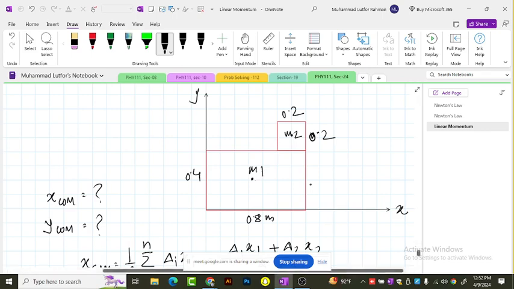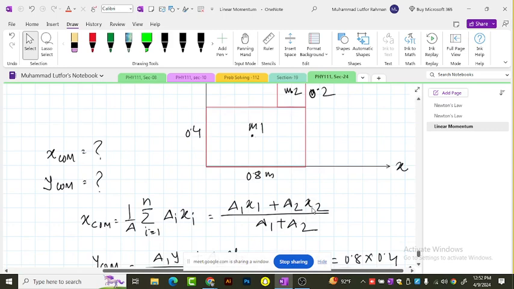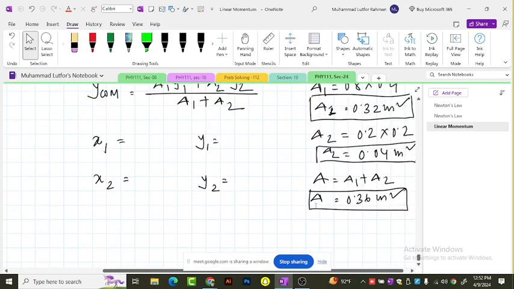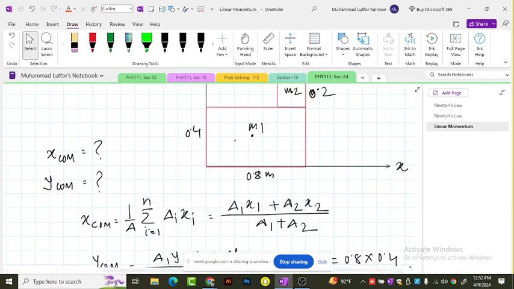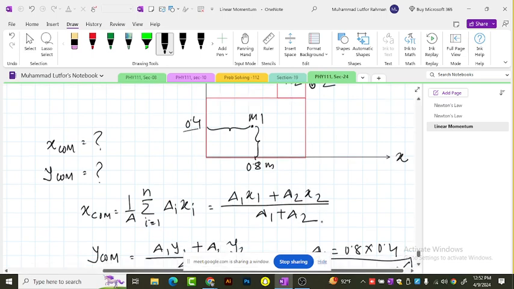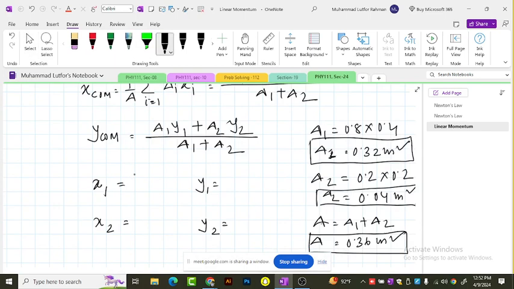Now I have to find out this x1, y1 and x2, y2. So x1 should be that distance, which you can see in the figure from here to here, which is half of that 0.4, and y1 should be this one, which is half of this 0.4, which will be 0.2. That means I can write x1 as 0.4 and y1 as 0.2, and x2 would be 0.7 and y2 would be 0.5.